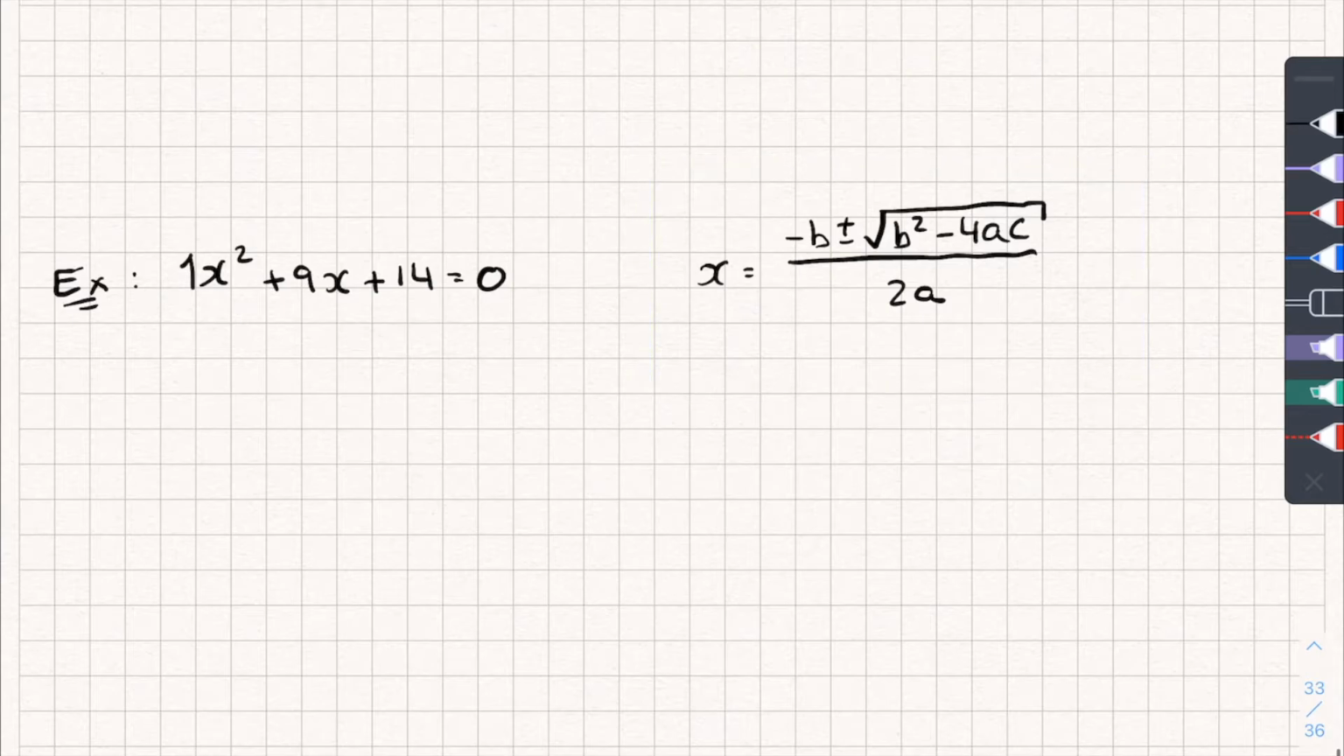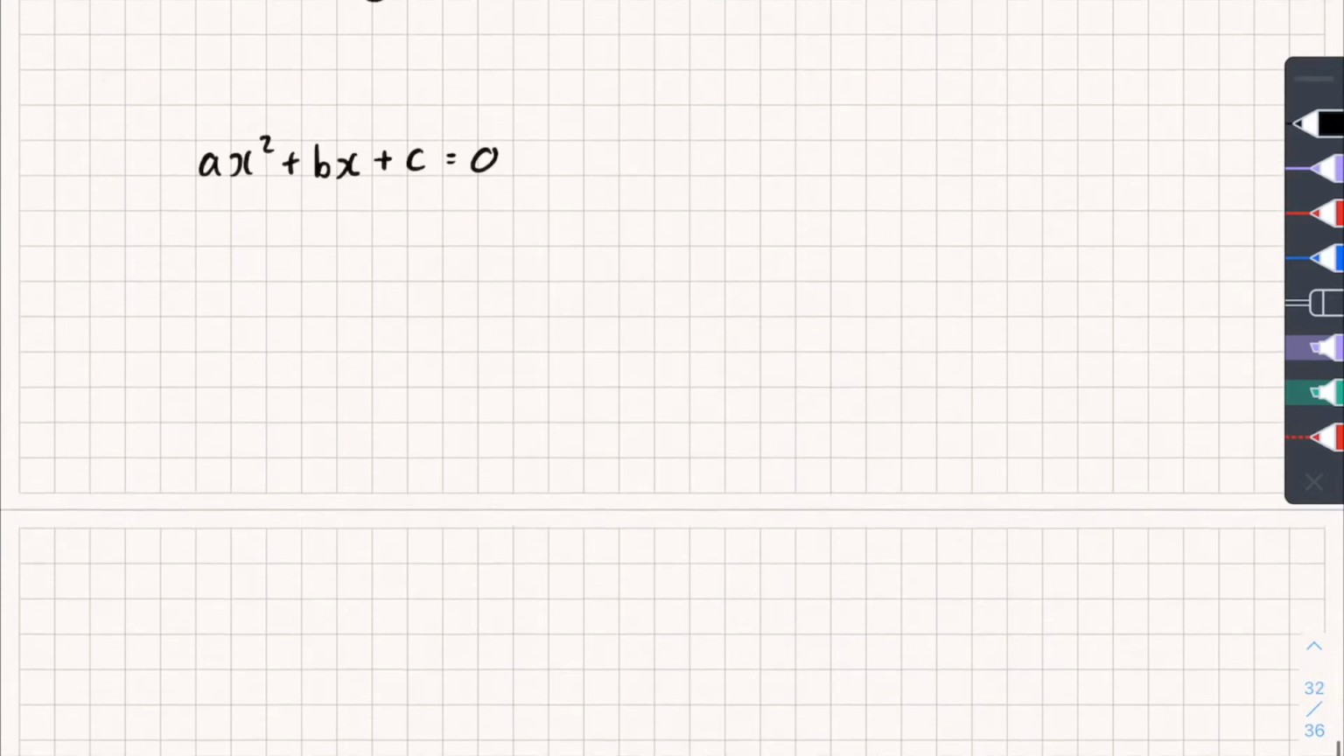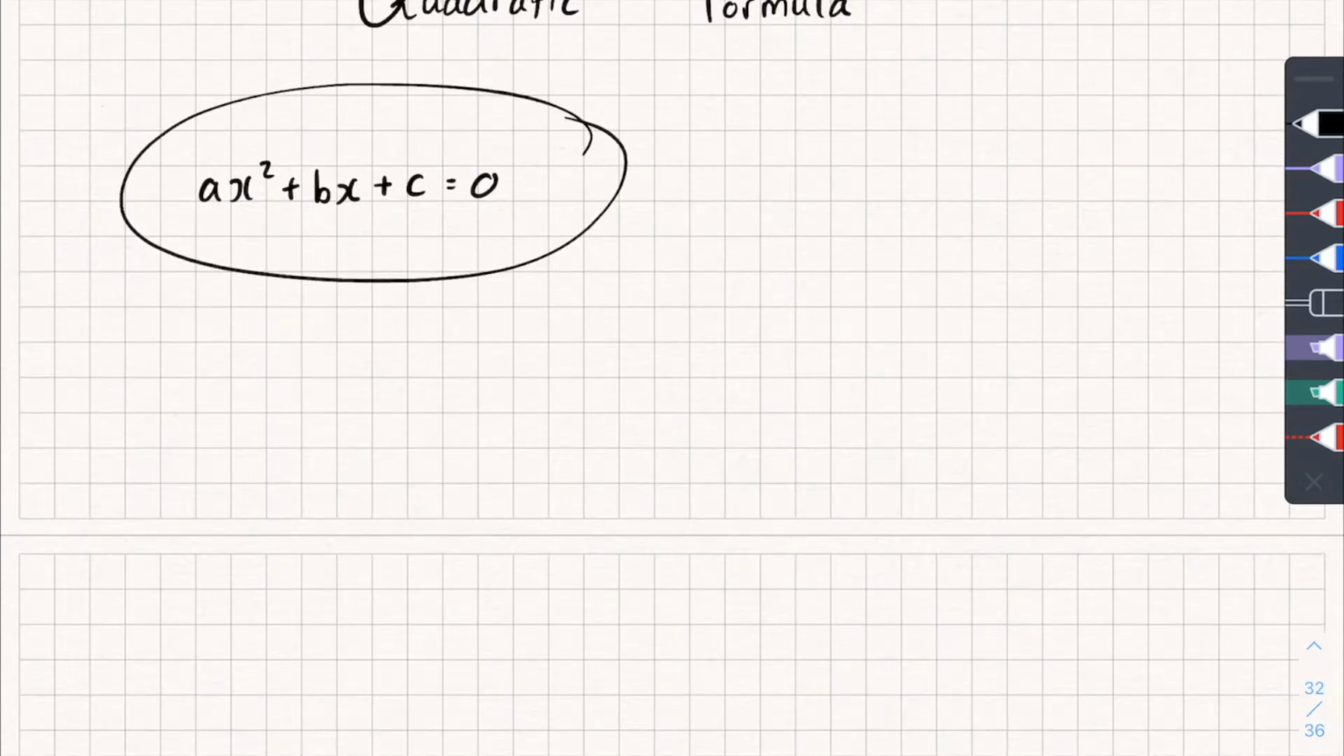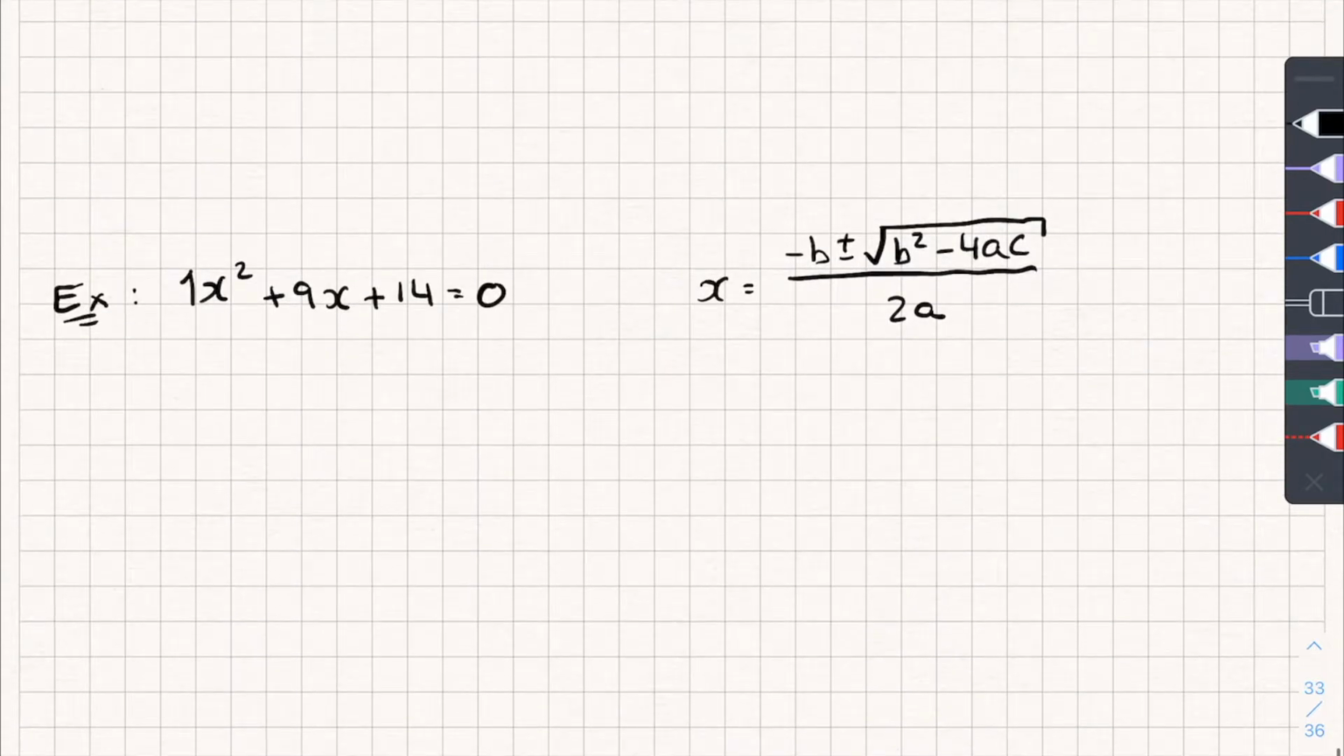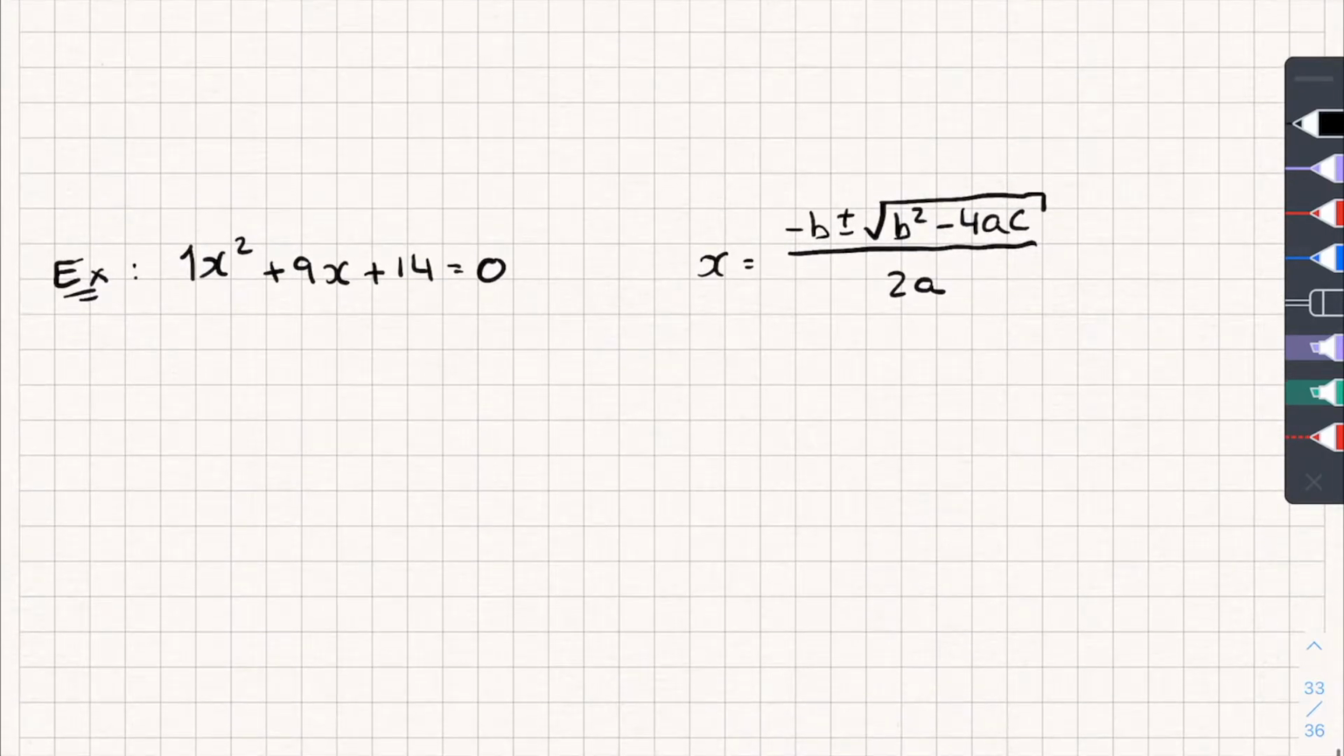So remembering the general quadratic equation, which is this one here, okay, what are our a, b, and c going to be for this quadratic equation? x squared plus 9x plus 14 equals 0. Well, a is going to be 1, our b is going to be 9, and our c is going to be 14. Okay, so 1, positive 9, and 14.